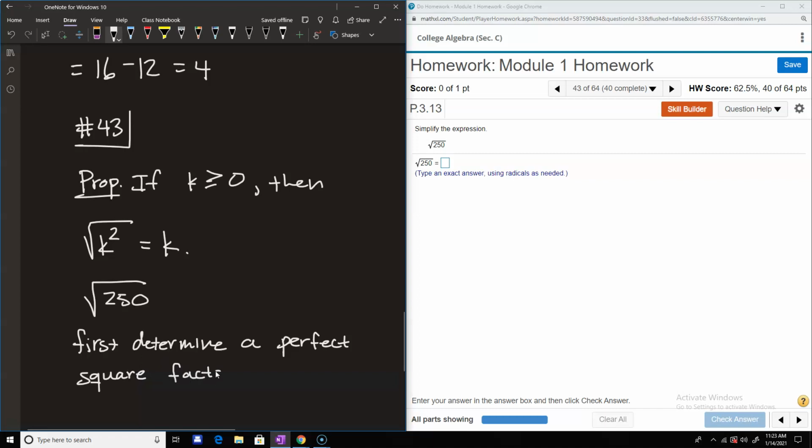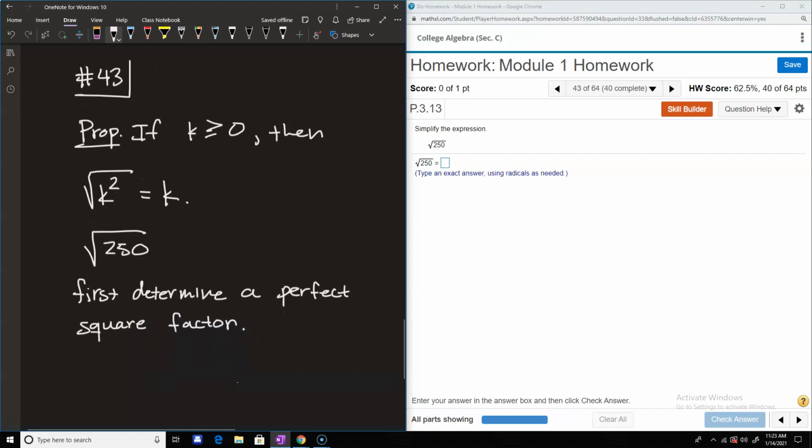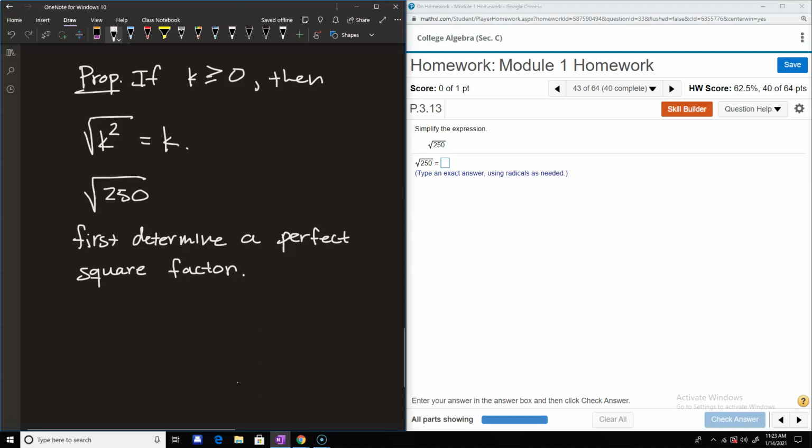That means something that you know is a perfect square that divides into it. So we know that 25 is 5 times 5. And it's pretty clear that 250 is 25 times 10. So we could rewrite the square root of 250 as the square root of 25 times 10. And then this can actually be written as the square root of 25 times the square root of 10.